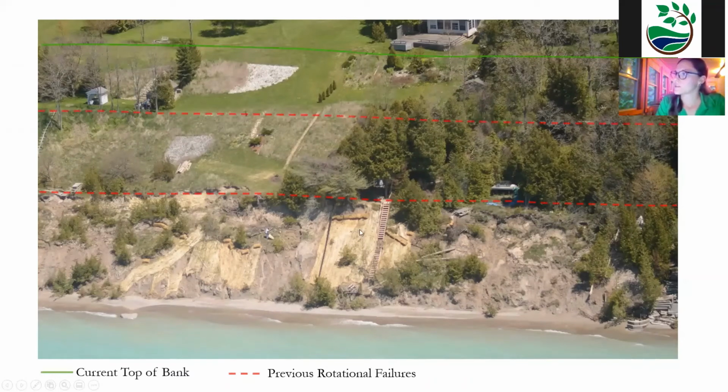So this was a rotational failure at once. This was a rotational failure. And so you can see how they're consecutive and they go landward each time. So you can see the green line is what the current top of bank is. So we would expect the next failure to be landward of that green line. It would include that structure there in the photo.